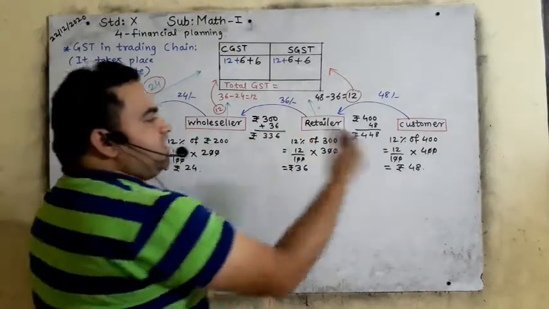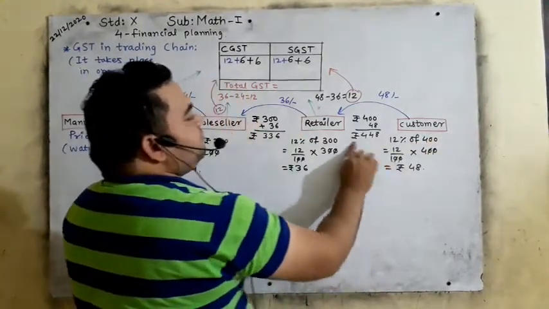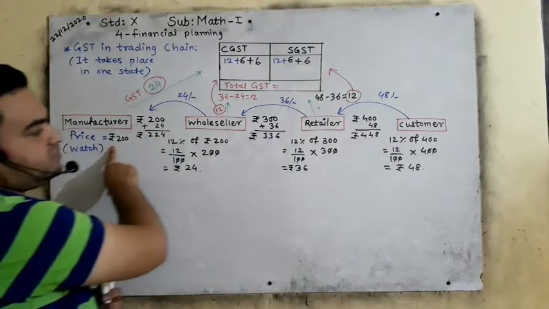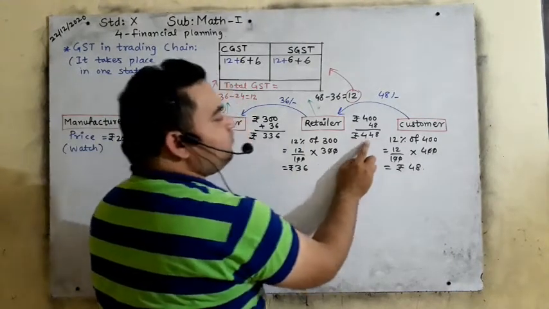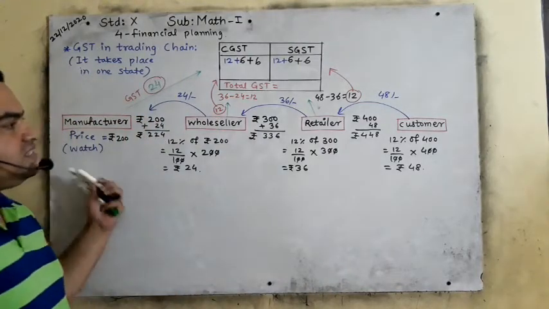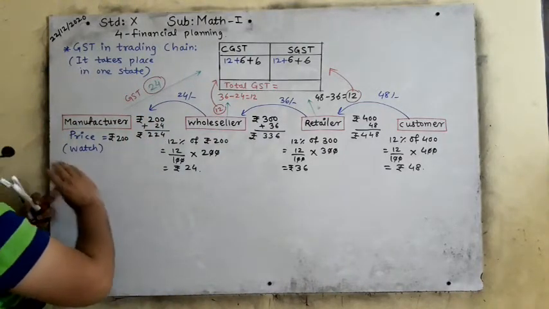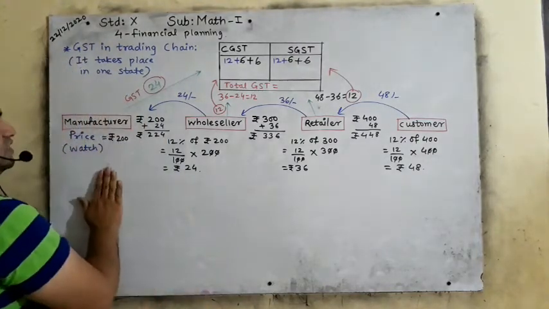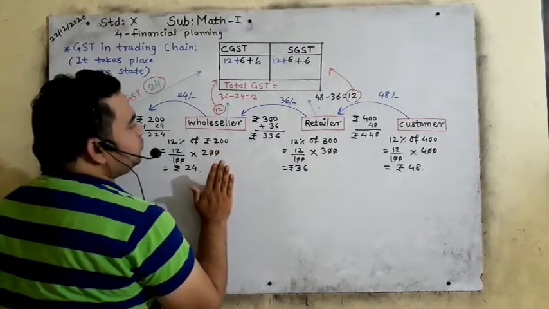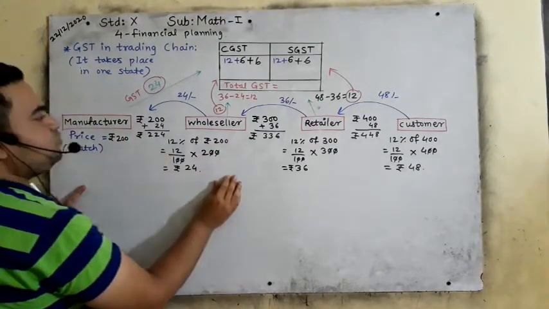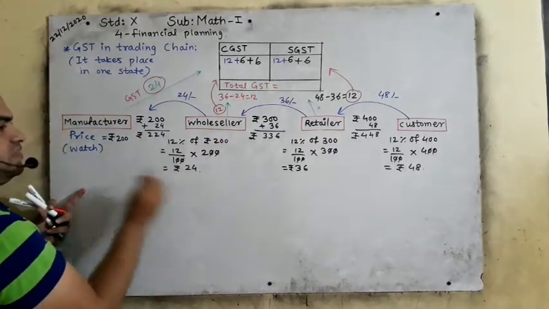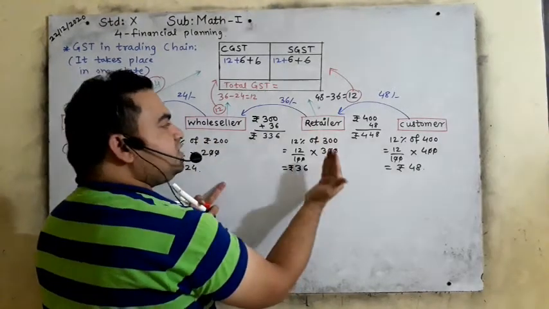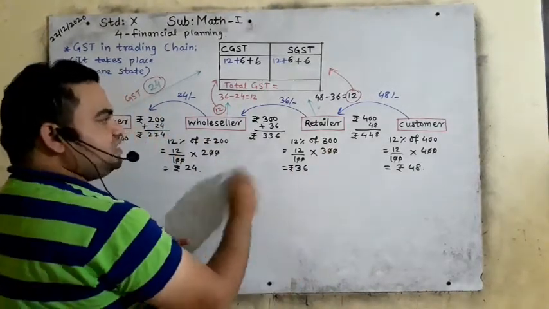Now at last the customer or consumer will receive that watch which was 200 rupees. Now the customer is getting that watch for 448 rupees. So this is called the GST in the trading chain. This is the chain, how the manufacturer is selling a product to the wholesaler, that is called business to business, B2B. B2B means business to business. And how the wholesaler is selling a product to the retailer, that is also called business to business.